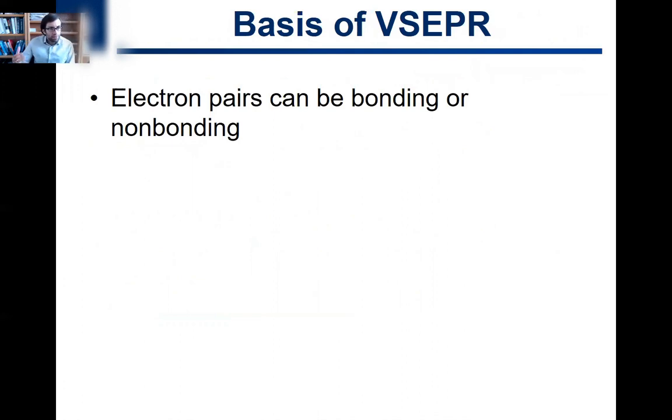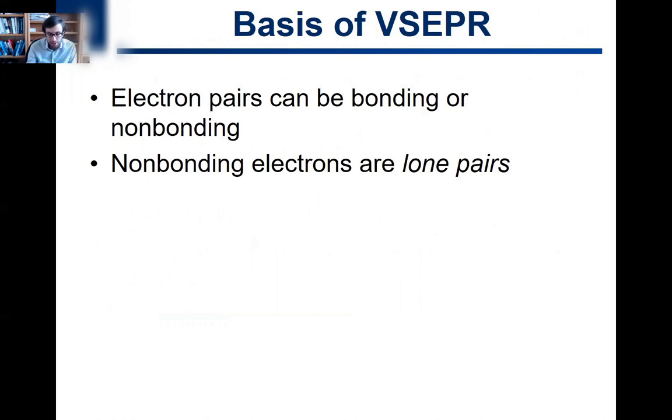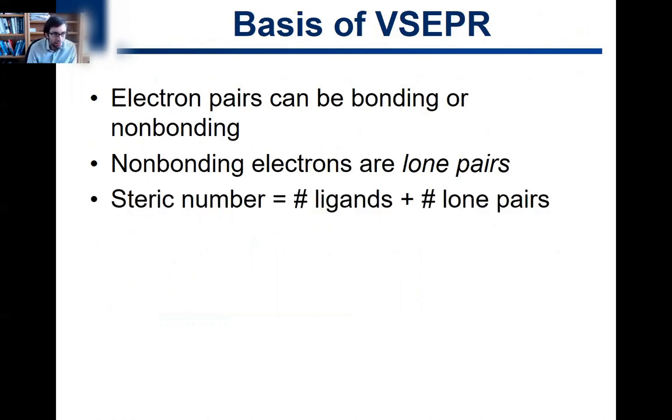All right, so hopefully you know how to do VSEPR structures, but we're going to go over it and I'm going to teach it to you perhaps in a different way than you've learned before. The basis of VSEPR is that electron pairs can be bonding or non-bonding. Non-bonding electrons are called lone pairs. And I'm going to define something that I call the steric number. This is the number of ligands plus the number of lone pairs. And actually, when I teach general chemistry, I also teach it this way, because it seems to be easier for students to comprehend this way.